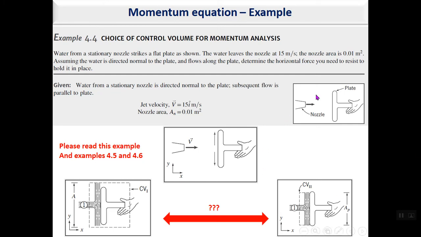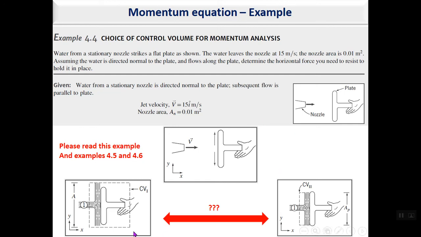For example, this is one of the examples. There is a nozzle here where the water exits from the nozzle and hits a plate. The question is, what is the force exerted on the plate? In this case, generally the procedure is, the first step is to draw a control volume, actually like a free body diagram, which you use in a statics course.